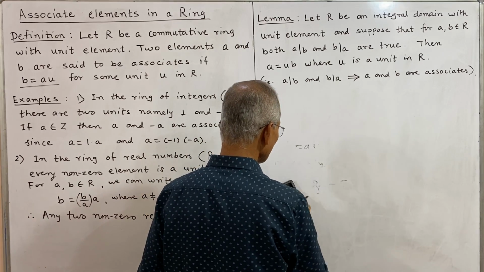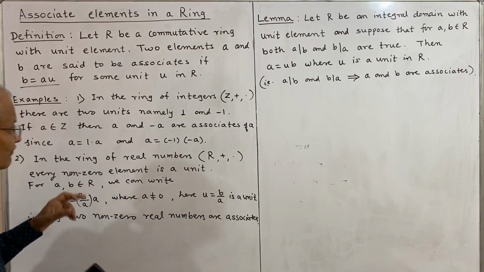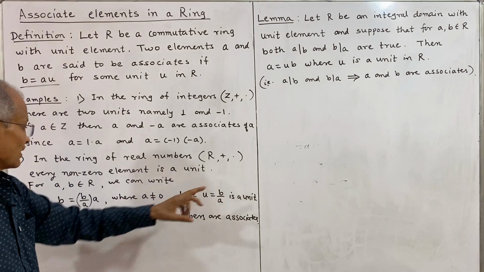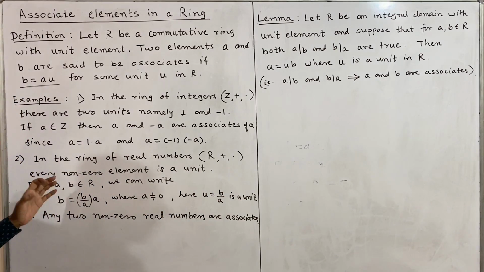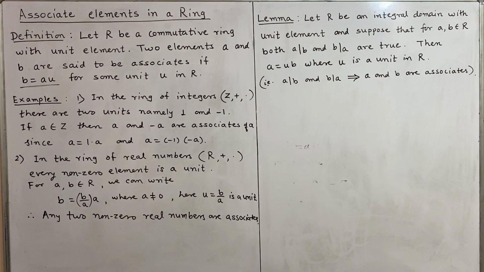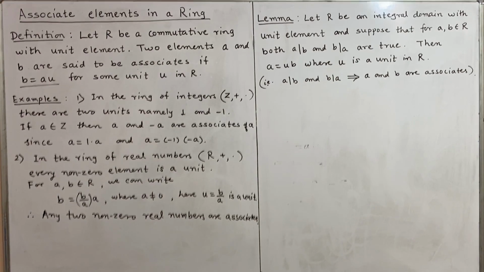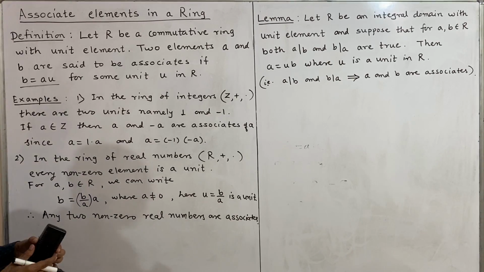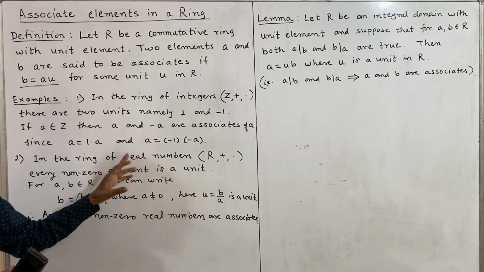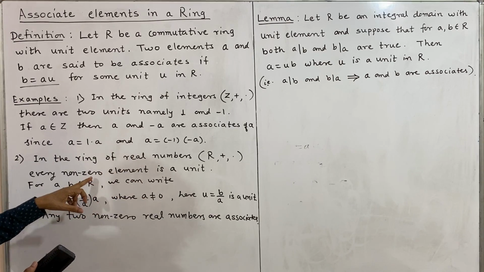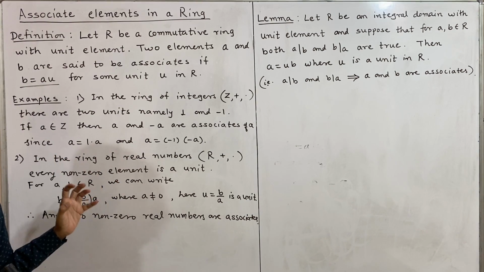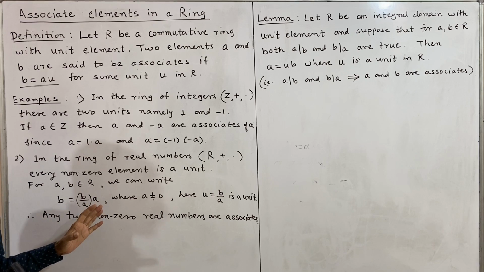Now, the second example we shall consider is the ring of real numbers, which is denoted by R, with addition and multiplication. Every non-zero element is a unit. We have seen earlier that every non-zero element is a unit, because every non-zero element in the real numbers has a multiplicative inverse. The meaning of unit is simply an element which has a multiplicative inverse.